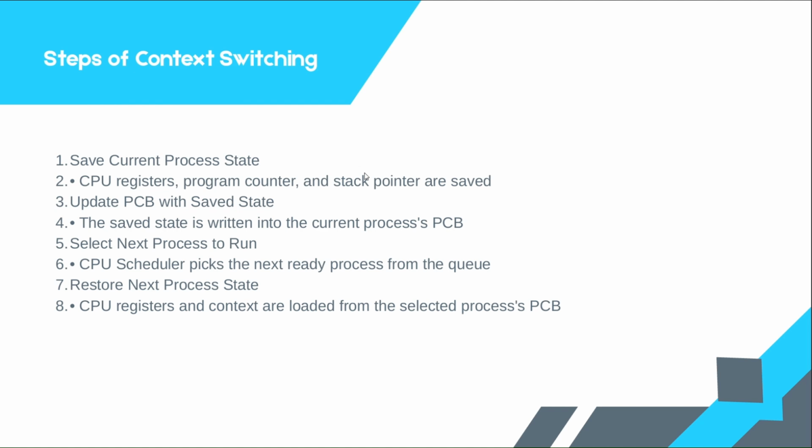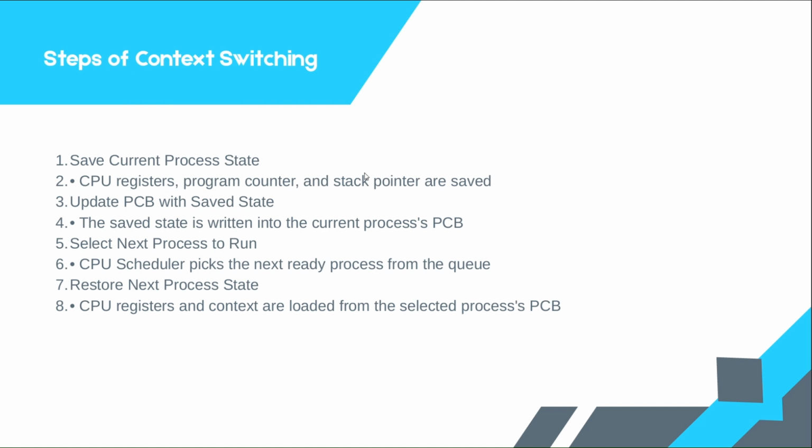Step 3. Select the next process. After saving the context, the operating system looks into the ready queue. There may be many processes waiting for CPU time. The CPU scheduler selects the next process according to the scheduling algorithm being used. For example, it may use round-robin, priority scheduling, or first come first serve.